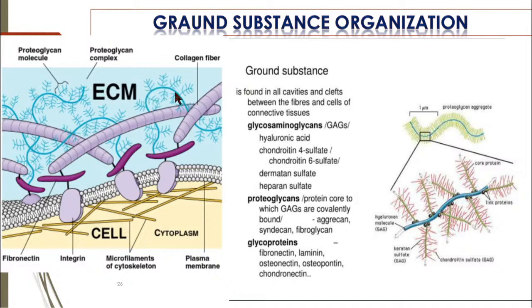Hyaluronic acid is the main core, with small branches, the glycosaminoglycans, and proteoglycans as small sub-branching. We can see how this structure is joined with collagen fibers. These are big, thick structures, collagen in purple color, joined with cells through fibronectin, special proteins for junction. Glycoproteins: fibronectin, laminin, osteonectin, osteopontin, chondronectin.